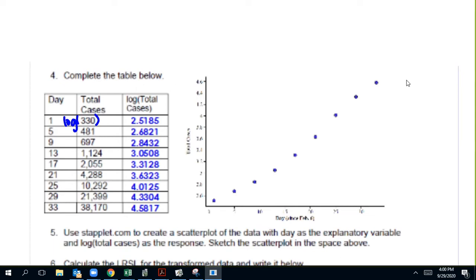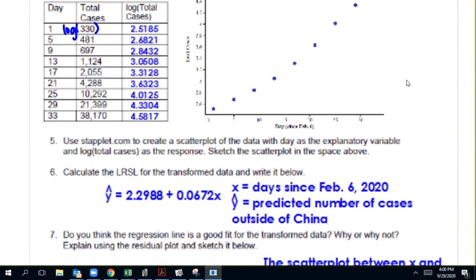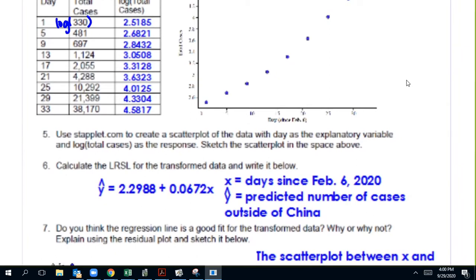Then when I did the LSRL in StatPlet, this is what I got. y hat equals 2.2988 plus 0.0672x, where x is the day since February 6th, and y hat is the predicted number of cases. But the problem with this is I already have the exact same variables defined on my other scatter plot, so we need to add a log in front of the y hat because we took the log of all the y's, which means we need to show that in our equation. So we're going to add the log in front of the y hat. Remember, when we transformed it algebraically, the y was still inside the log, so that's really important.